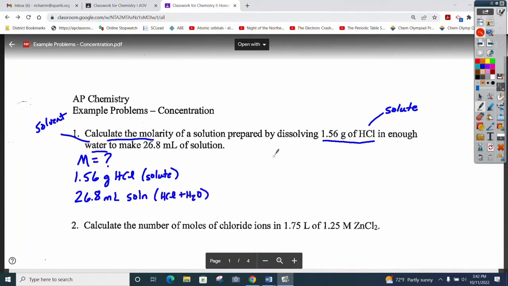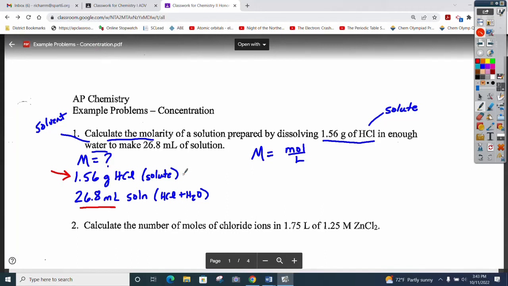Okay, they're asking me for molarity, capital M. So my formula, my equation that I'm going to use is molarity is equal to moles over liters. Compare that to what you've written over here on the side, and I see I've got the volume of the solution right here. All I have to do is change it to liters, so that's quick and easy. But I do not have the moles of HCl. Instead, I've been given grams.